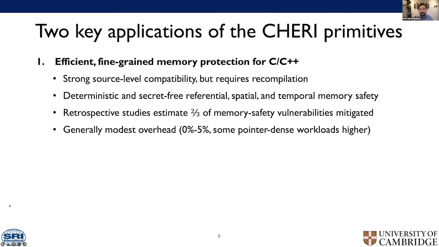There is a binary incompatibility that is comparable to the upgrade from 32-bit systems to 64-bit systems. Your 64-bit systems can run 32-bit code, your 32-bit systems can't, and there's an ecosystem update to bring the world towards 64-bit. And you can do an incremental deployment of 64-bit while still running your 32-bit software. Cherry's protection is deterministic and secret-free.